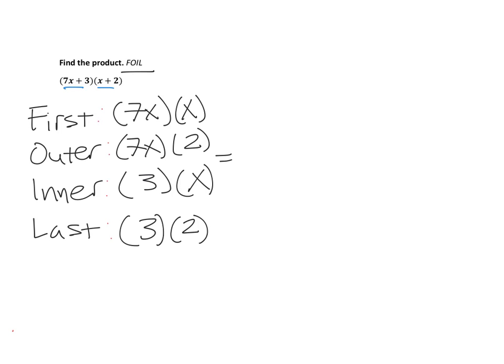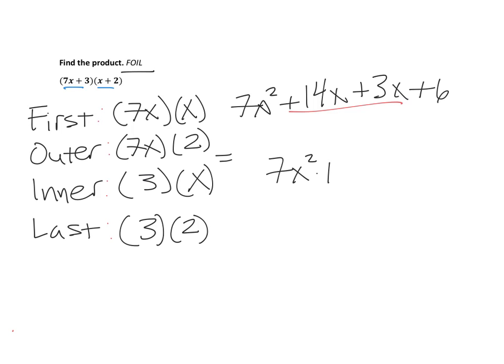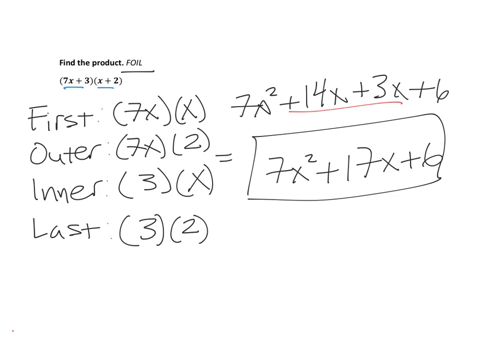We get 7x times x is 7x squared still. 7x times 2 is plus 14x plus 3x plus 6. The middle two terms are still like terms, and we get 7x squared plus 17x plus 6. And those are three different ways on how to multiply two binomials.